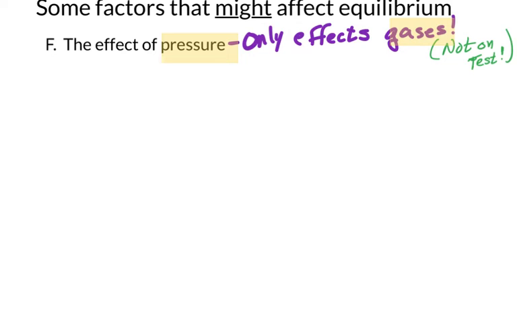But what happens if there are gases present? When we look at an equation, we're going to be looking to see where there is more gas. The more gas there is, the more effect pressure will have on that side. So an increase in pressure on the side with more gas will cause the system to try to fix that and decrease the pressure by making the reaction go in the other direction.